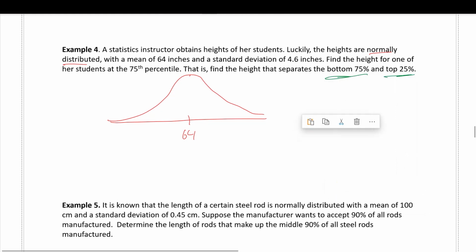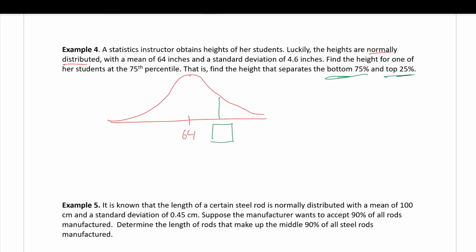So the bottom 75%, well, that should be somewhere around here, right? Some mystery number that we don't know separates the bottom 75% and the top 25%. All right. In order to find that number, we have to use inverse normal.